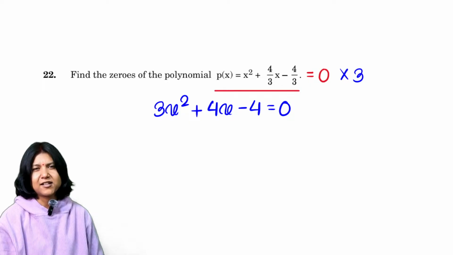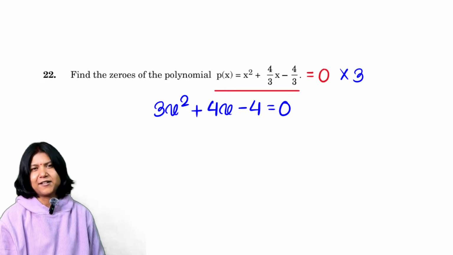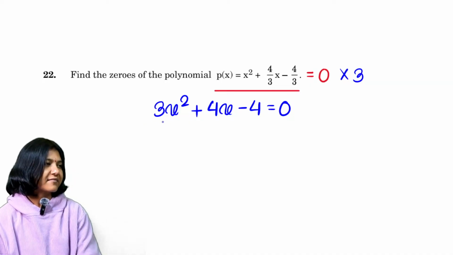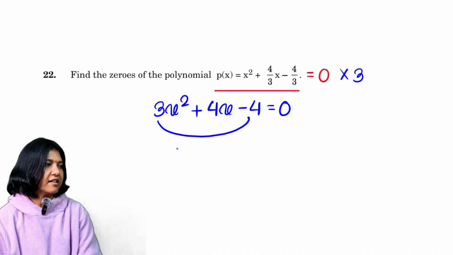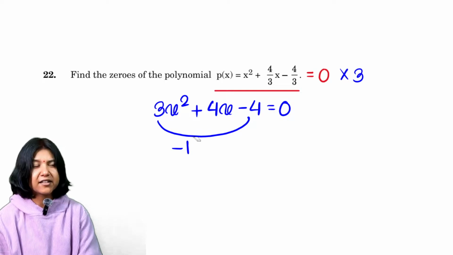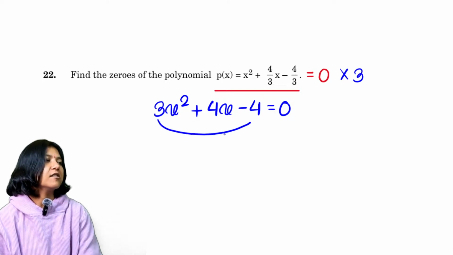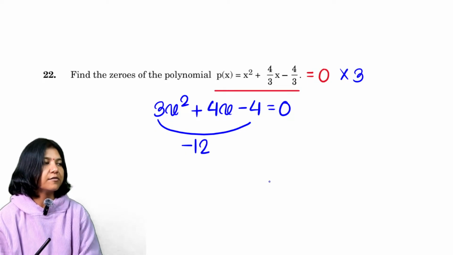They might not be happy giving that answer, okay? So 3 times minus 4 has to be minus 12. So splitting the middle term is what you want to consider. You take the product of the first and the last term, which is minus 12 here, right?